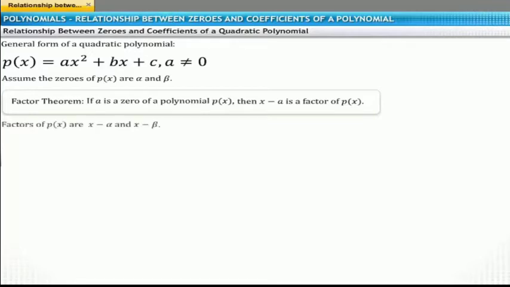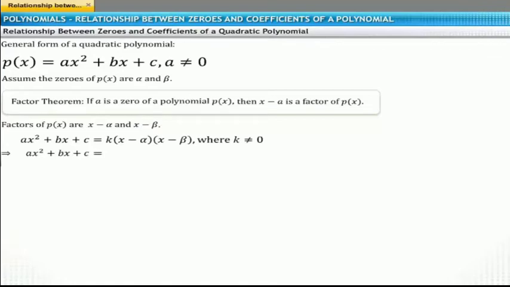There are two more polynomial types, quadratic polynomials and cubic polynomials. Can you relate the zeros of quadratic and cubic polynomials with the coefficients? See here, p(x) is equal to ax square plus bx plus c, where a does not equal 0. It is a quadratic polynomial. Assume the zeros of p(x) are alpha and beta. It means, as I already told you, there are at most two zeros for degree two, so let them be alpha and beta.